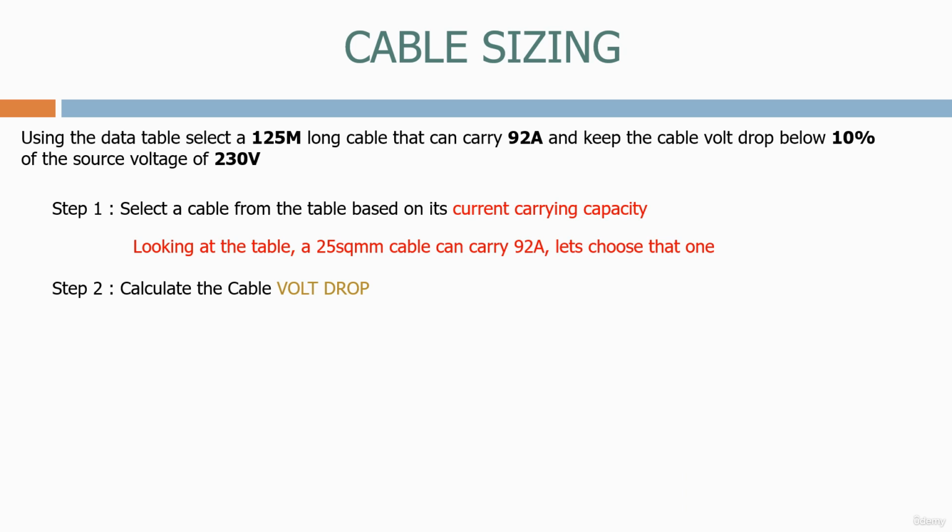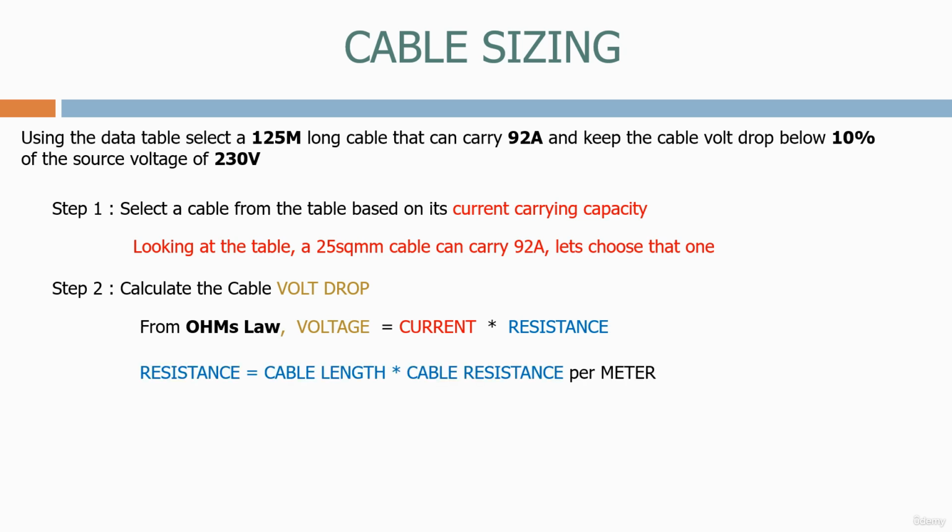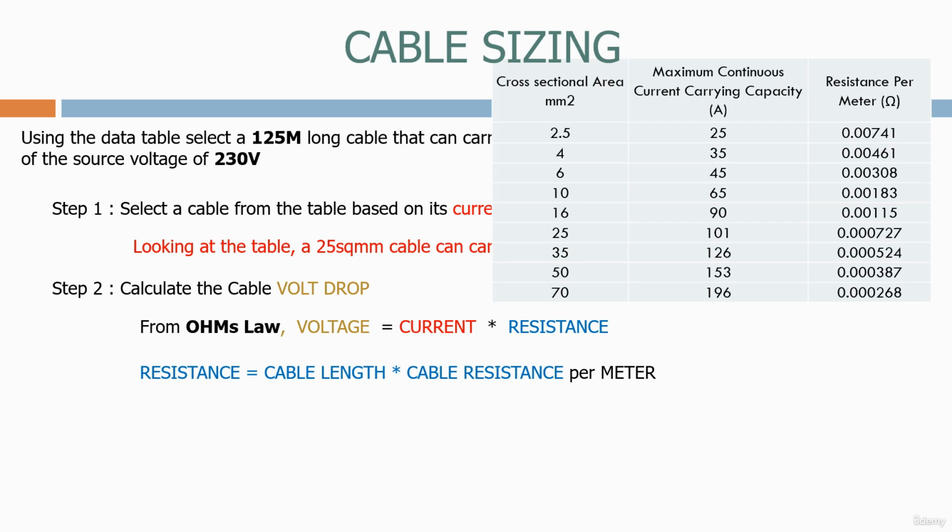Step 2 is to calculate the cable volt drop. From Ohm's law, voltage equals current times by resistance. Resistance equals cable length times by the cable resistance per meter. Here's the cable data table from before. We can see from the table that for our 25 square millimeter cable, the resistance per meter is 0.000727 ohms. Let's put that into the equation.